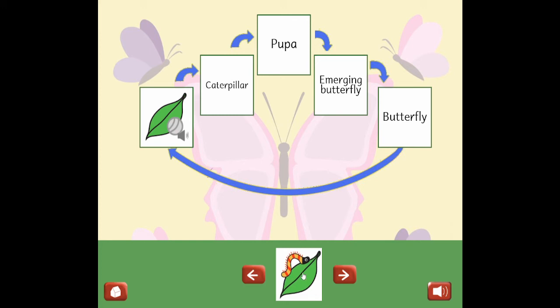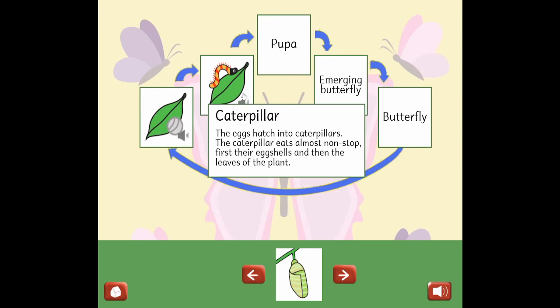Caterpillar. The eggs hatch into caterpillars. The caterpillar eats almost non-stop. First their eggshells and then the leaves of the plant.